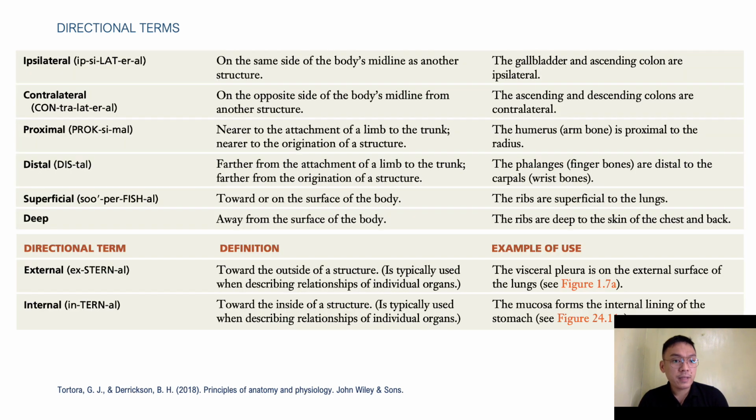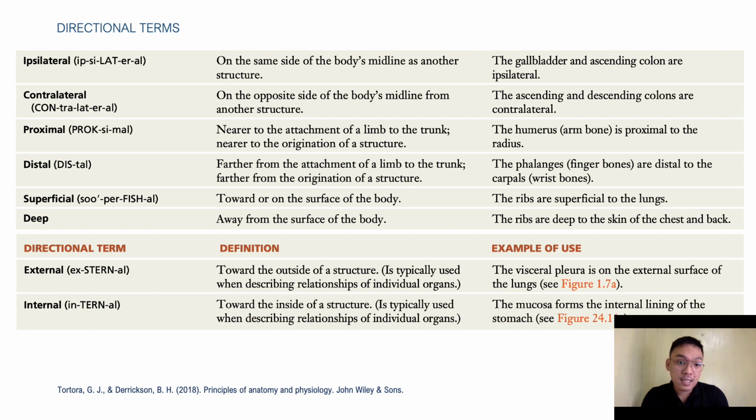And we also have ipsilateral, when it's on the same side of the body as another structure. Let's say the gallbladder and ascending colon are ipsilateral. They are on the same side of the body. Contralateral is on the opposite side of the body's midline from another structure. Let's say your ascending colon and descending colon are contralateral.